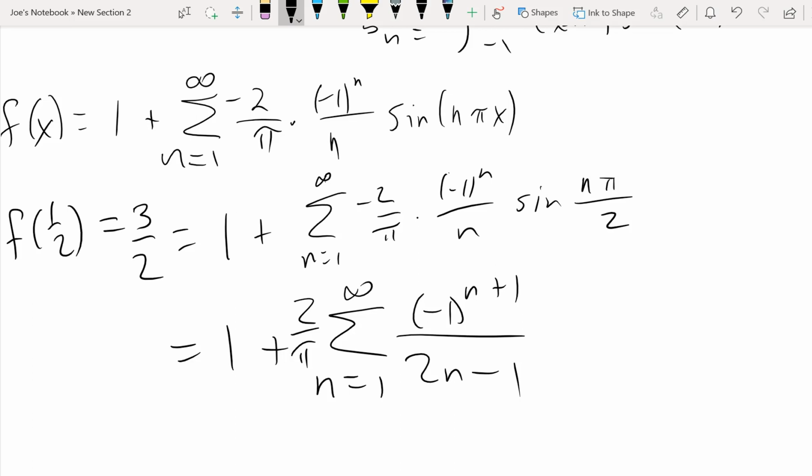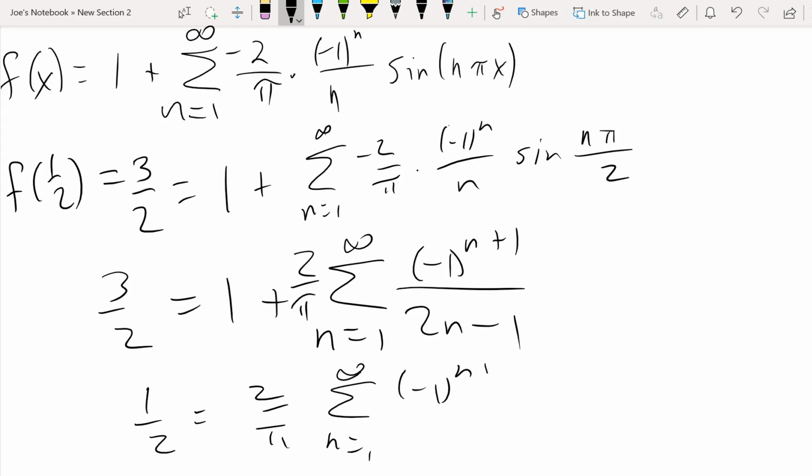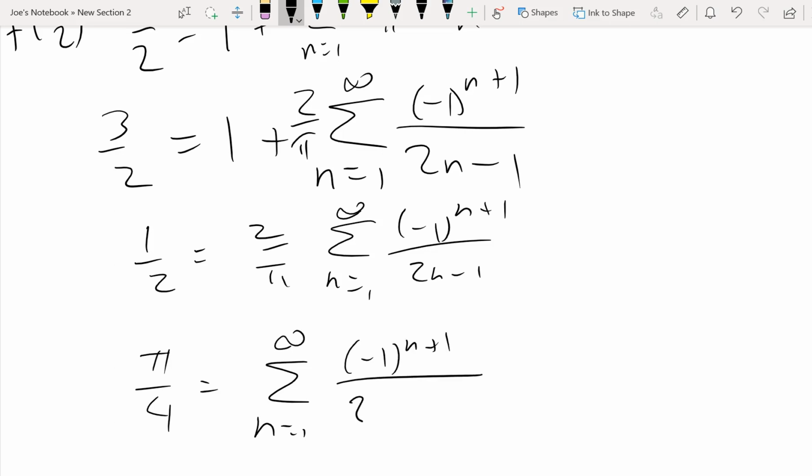So we now have the equation. Still have this 3/2 on the left-hand side. I can subtract the 1 over, and then multiply by pi over 2 and get a nice series expansion for pi over 4, which is kind of cool.